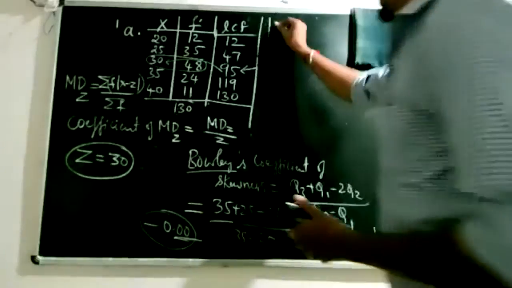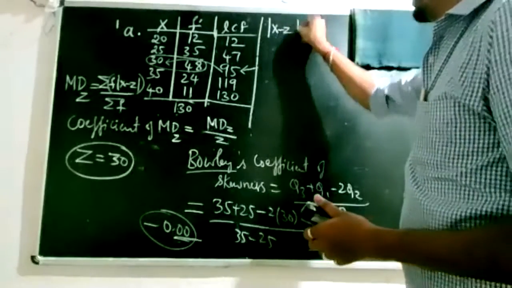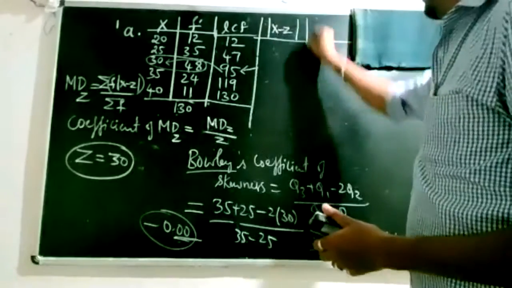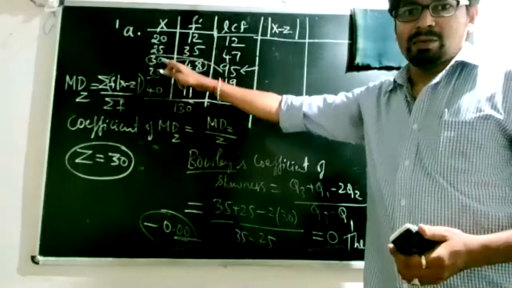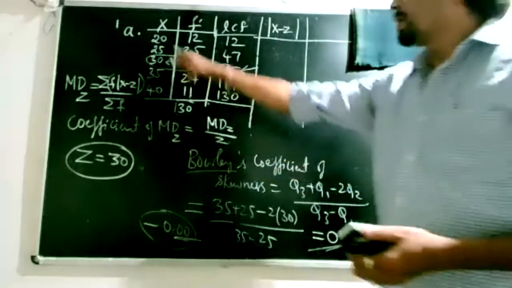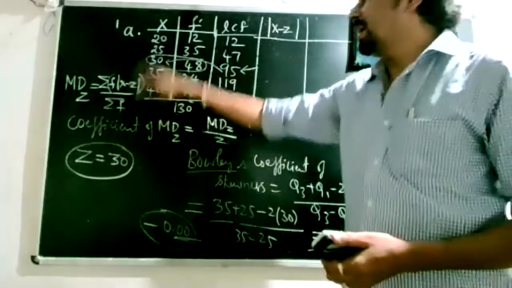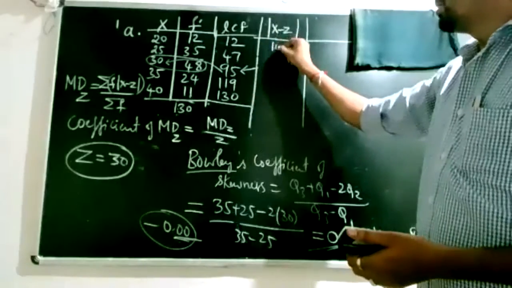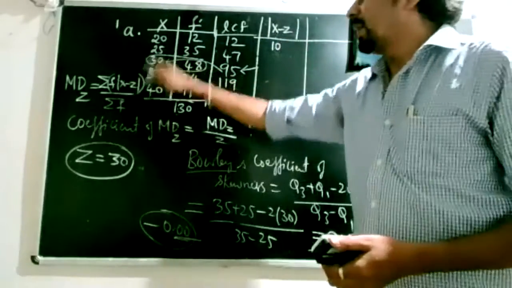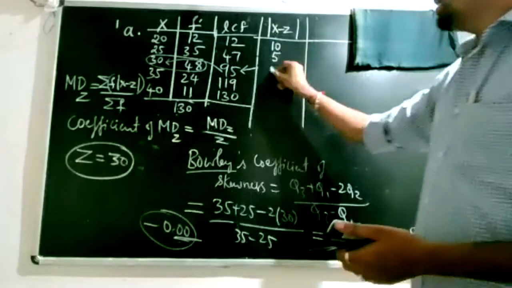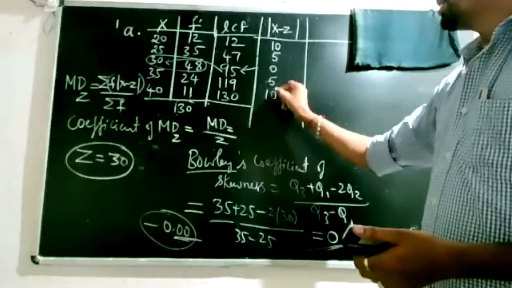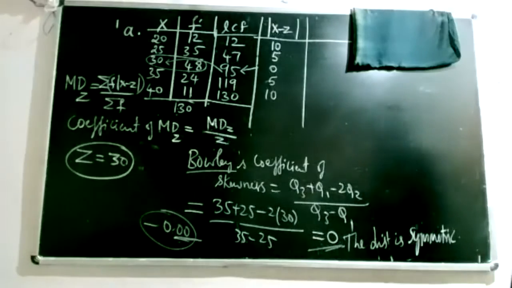So first step will have mod X minus Z. That is, from every value of X, subtract the value of Z. So we have X values here, 20, 25, 30, 35, 40. So when I do X minus Z, 20 minus 30 is minus 10, but we will not write the sign. Then 25 minus 30 is 5, 30 minus 30 is 0, 35 minus 30 is 5, and 40 minus 30 is 10.